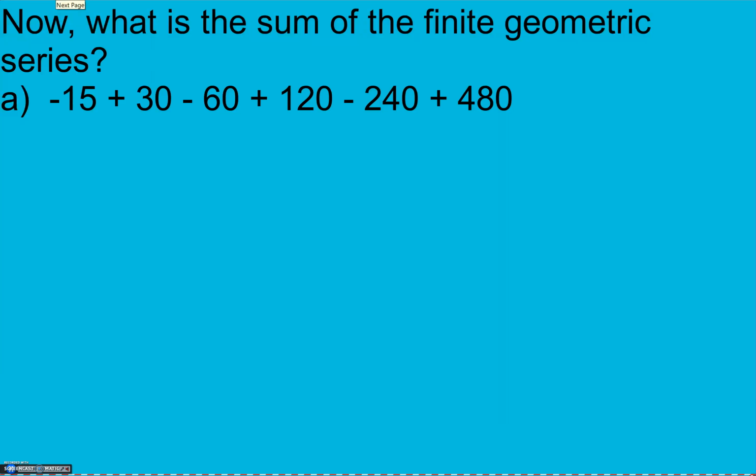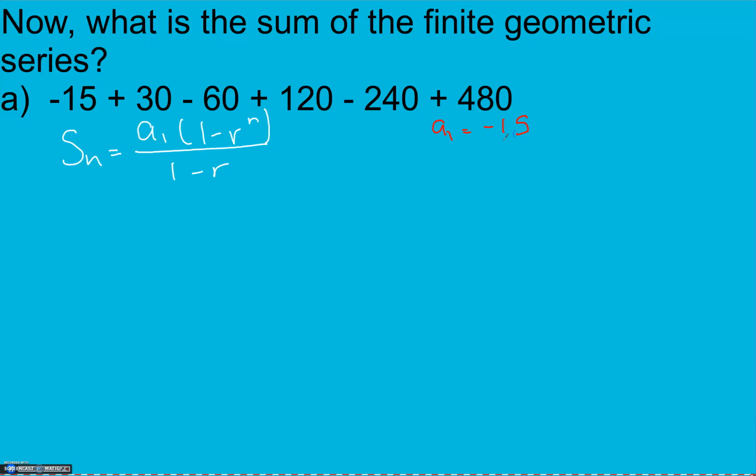Now let's try the same thing here. The sum of our finite geometric series. So, the sum of the first n numbers is going to be our first term times 1 minus r to the nth term divided by 1 minus r. We need to know a few things here. We need to know our first term.